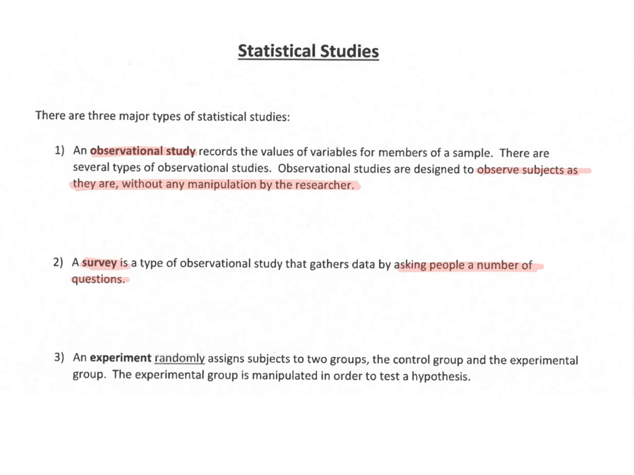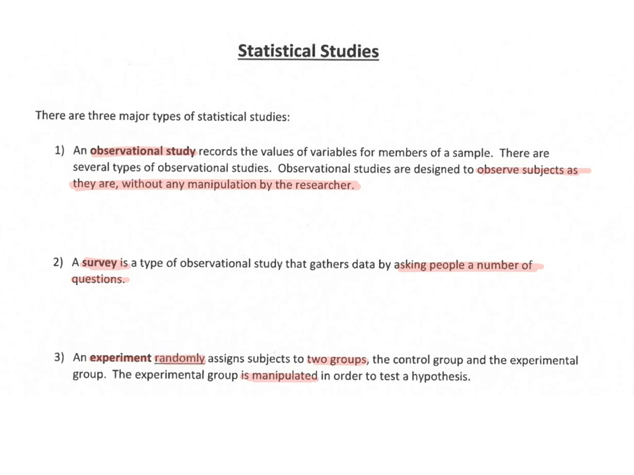And then finally, an experiment. An experiment is where the environment is being manipulated. Now, what's important here in an experiment, this word is really important, randomly. It randomly assigns the subjects to 2 groups, the control group and the experimental group. And the experimental group is manipulated in order to test a hypothesis, so in order to test whatever it is the study is trying to determine.